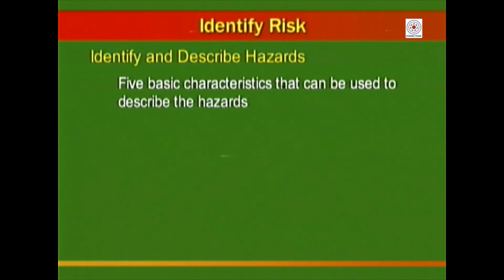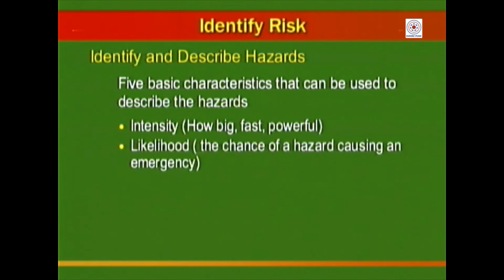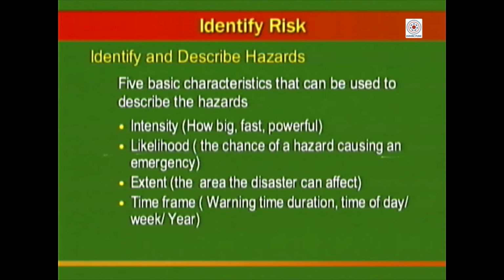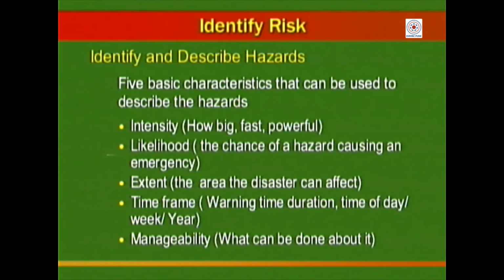There are 5 basic characteristics with which you can describe the hazards. What are the 5 categories? Intensity: how big, how fast, how powerful. Likelihood: the chance of the hazard causing an emergency. Extent: what area is going to be affected. Time frame: warning time and duration, whether within a day, within a month, or within the season when you will have the disaster. And manageability: whether you can manage it or not.